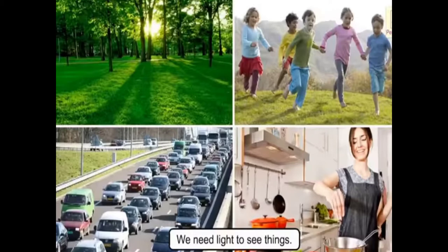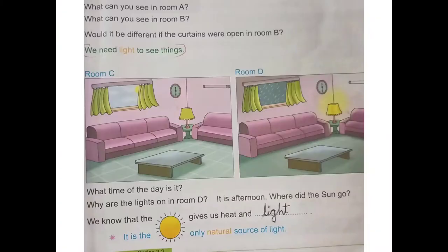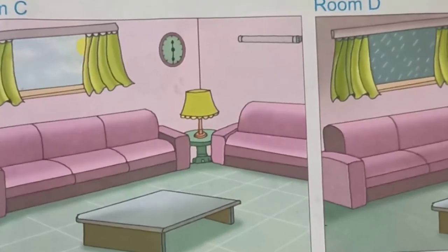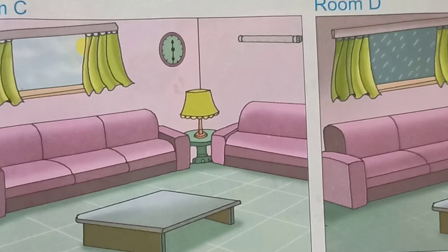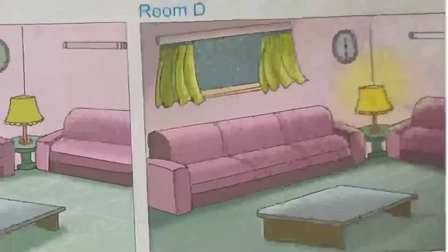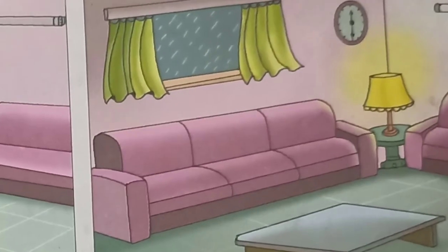Room C and room D. Here, what time of the day is it? Yes, it is afternoon, 12:30. Observe the clock, children. The time shows 12:30. Yes, it is afternoon. Why are the lights on in room D? It is afternoon. Where did the sun go?